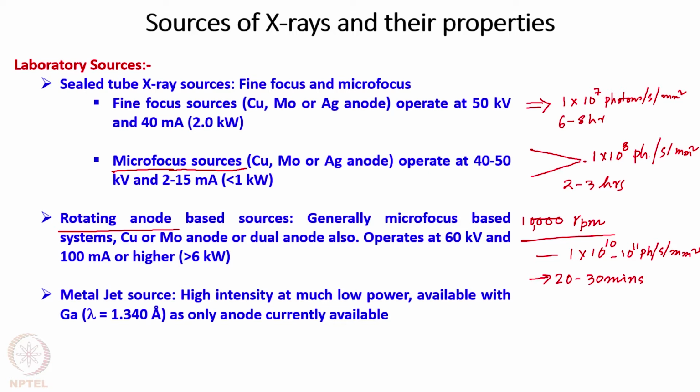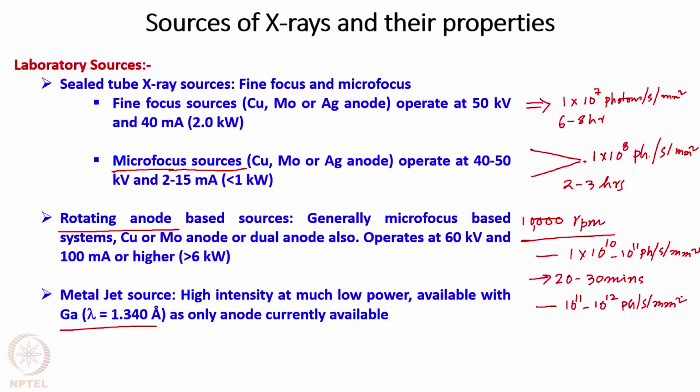The further advancement of this source has come up with a metal jet source where liquid gallium is used as a source, and with this we could achieve intensity of 10 to the power 11 to 10 to the power 12 photons per second per square millimeter, which gives a very high intensity on the crystal. As a result, the data collection time further reduces, and we can collect a large number of crystal data sets in one day.